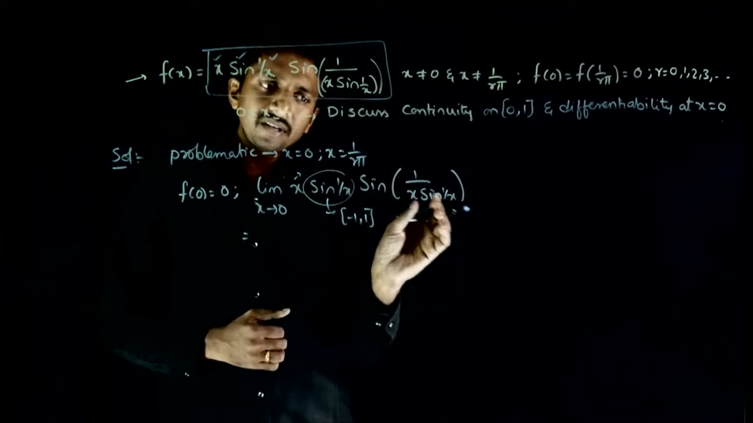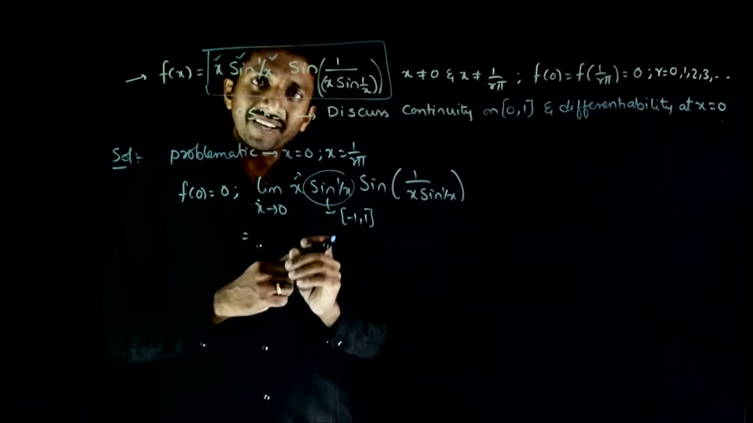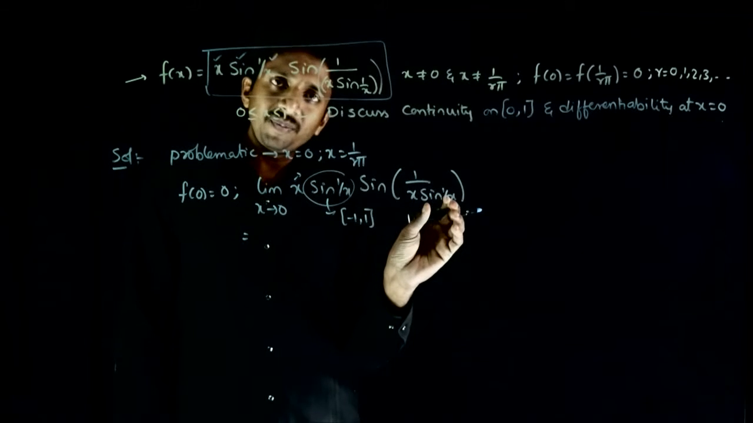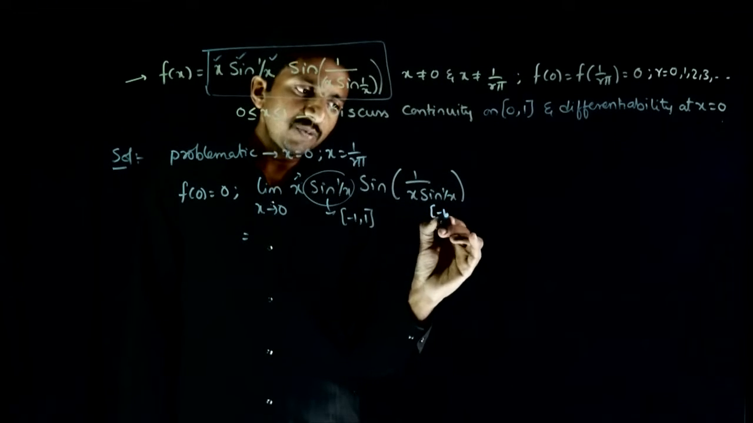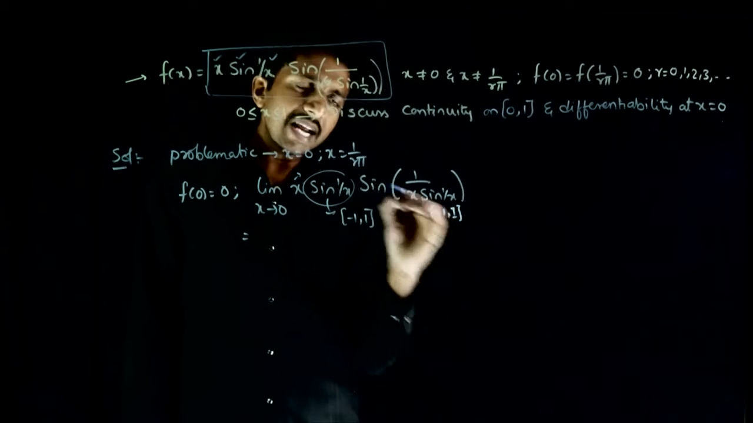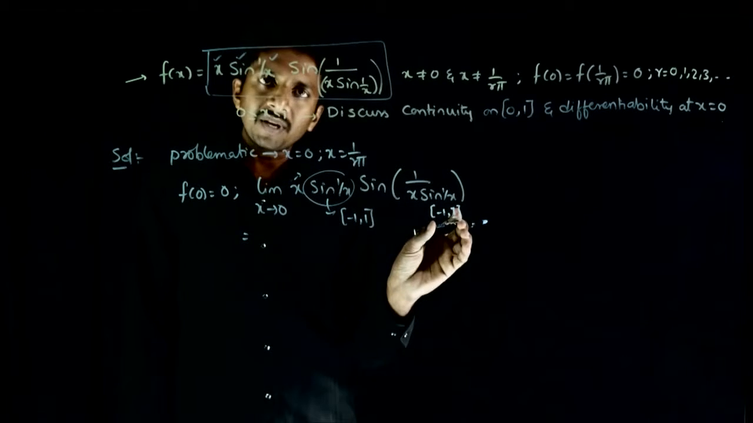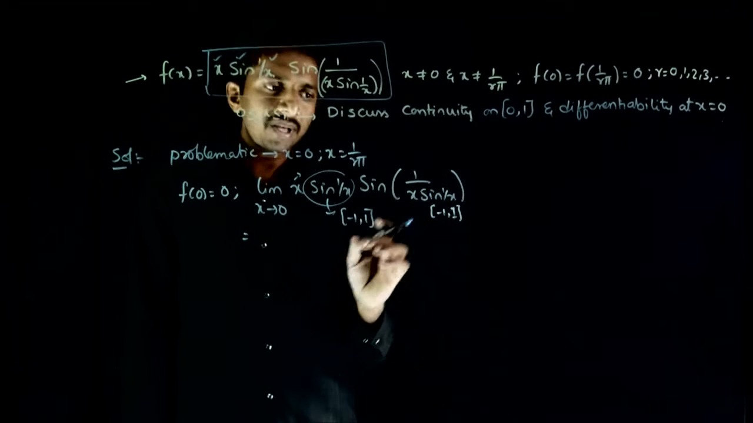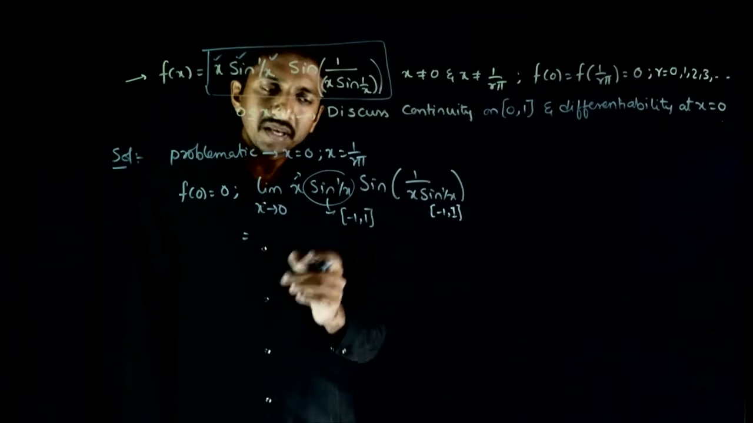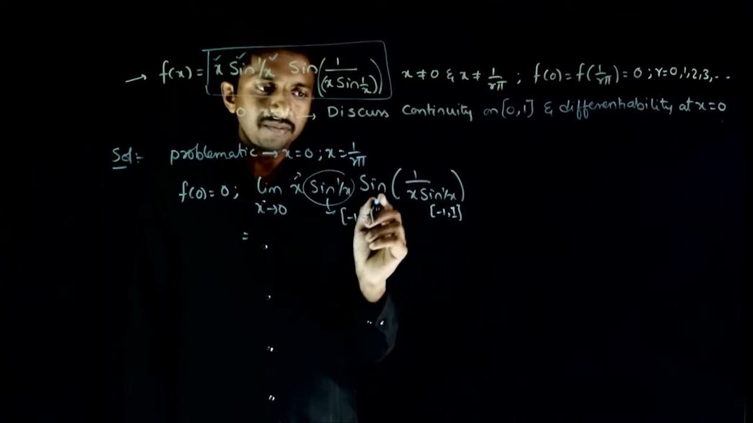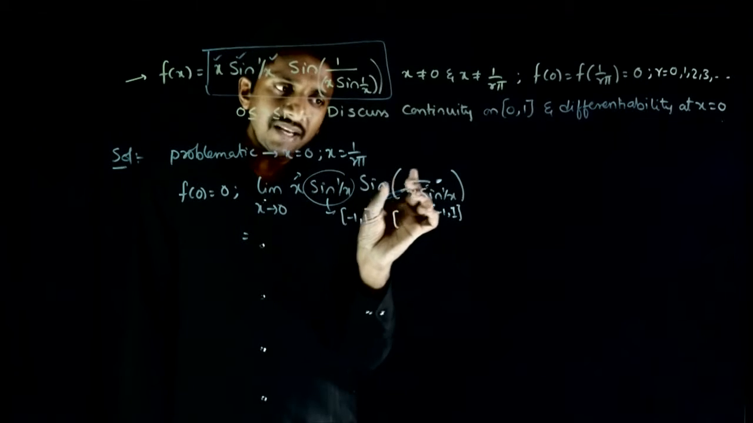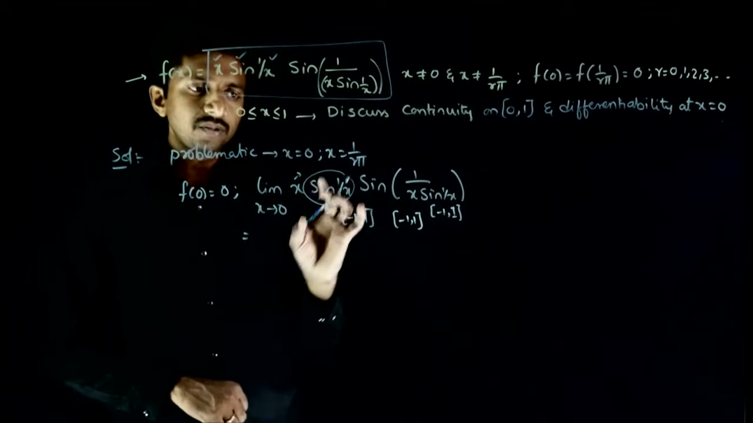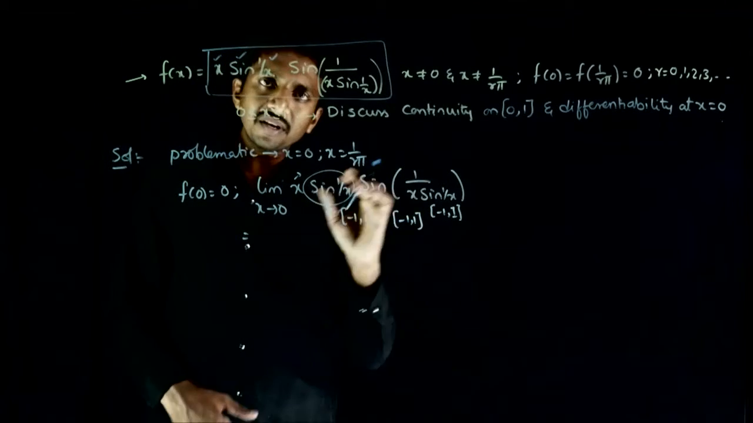Similarly, when x is tending to 0, 1 by x tends to infinity, and sin 1 by x starts oscillating between minus 1 and plus 1. Once you take the sin of this, the value oscillates between minus 1 and plus 1. So this is also a finite value.